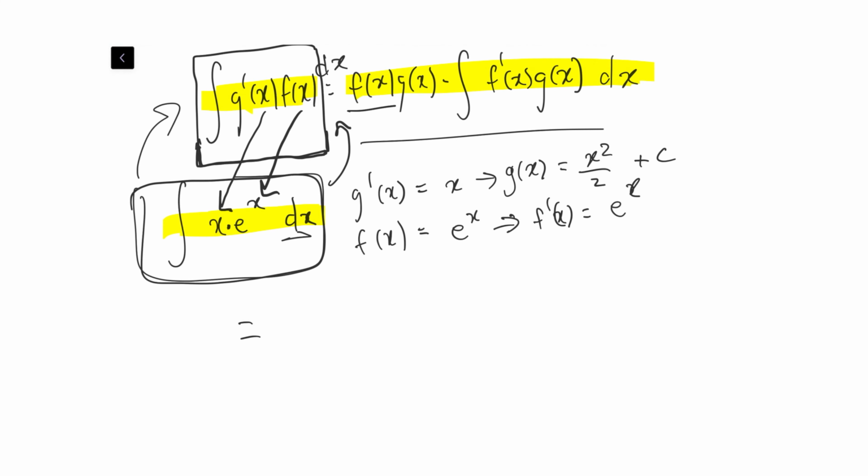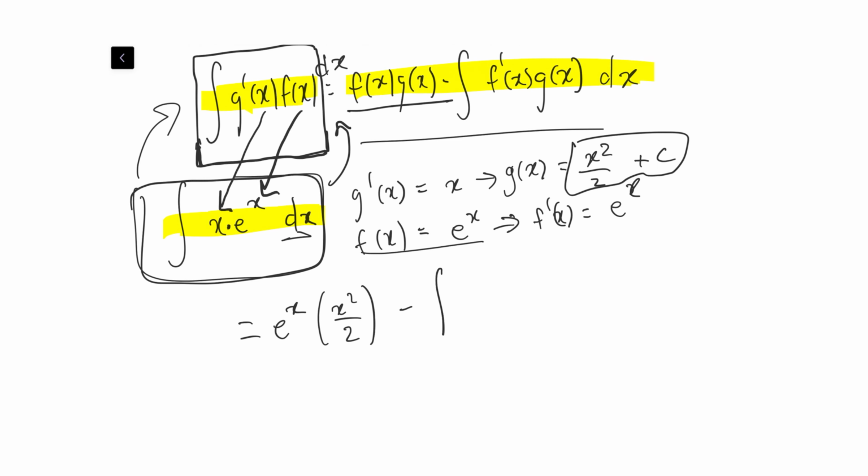Okay, so in the right-hand side, we have f of x times g of x. Our f of x is e to the x. Our g of x is x squared over 2, so e to the x times x squared over 2, minus the integral of f prime of x times g of x dx. We know f prime of x is e to the x, and g of x dx would be x squared over 2 dx.